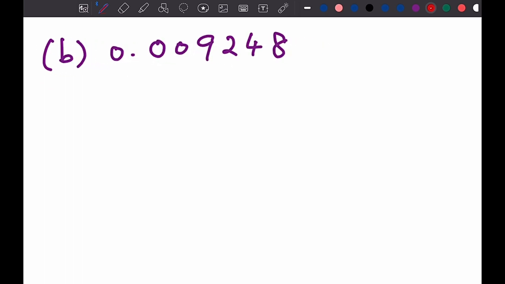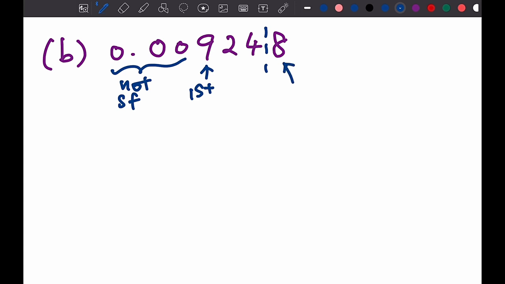Next, let's go to this number 0.009248. Again, if we were to round off to 3 SF, we know that the first SF is 9, the second is the 2, the third is the 4, and so on. The rest of these are not significant. So we look at this fourth SF, which is the 8, and we realize that the 4 will need to round up.